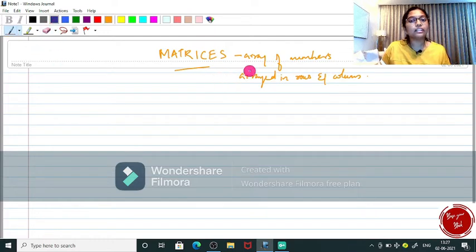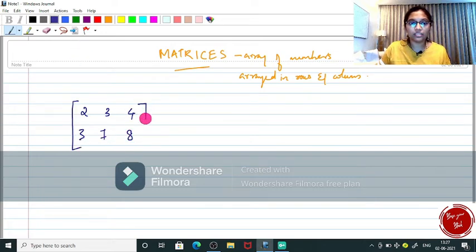As I said, a matrix is an array of numbers arranged in rows and columns. For example, 2, 3, 4, 3, 7, 8. Here the numbers are arranged in rows and columns, and we accommodate all these numbers in square brackets. This is how a matrix is represented, and let us name this as matrix A. So a matrix has square brackets inside which we have an array of numbers arranged in rows and columns. The horizontal lines are rows, and these are columns.